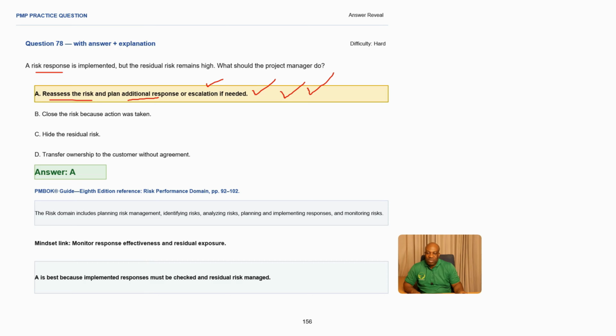The risk response has been implemented, you can see it here, but there's a residual risk which is also still very high. What is our reference to our PM book? It's the risk performance domain. The mindset you should apply here is you need to monitor response effectiveness and residual exposure. When you implement responses, you also need to assess to make sure they're very effective, making A the best answer, because implemented responses must be checked and residual risk must be managed.